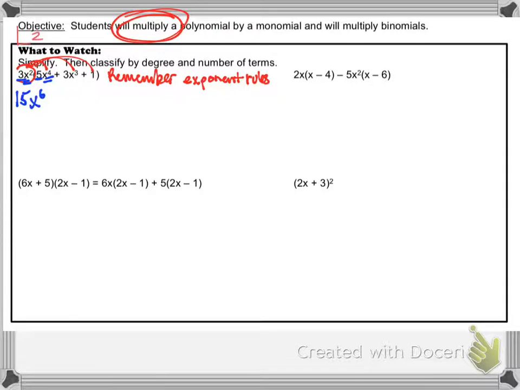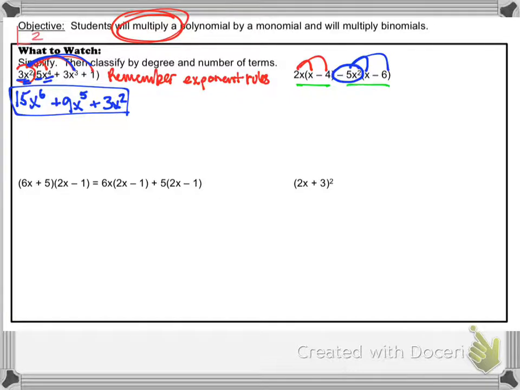3x squared times 3x cubed is 9x to the fifth. Distributing to the last term gives me 3x squared. That is it. All like terms are combined. On the next one, I got to distribute this 2x to that group there. I have to distribute the negative, including the minus sign, to this group here.